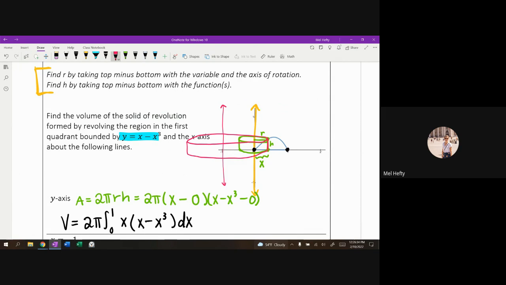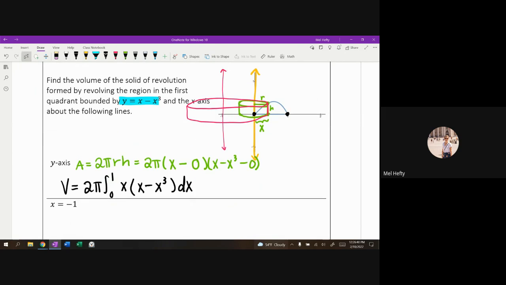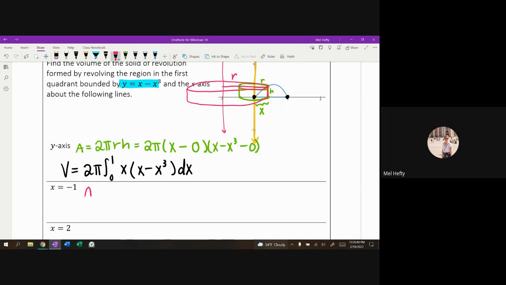All right, so if I'm using the same representative shell, I do notice that this radius is getting quite a bit bigger. Height is still going to be staying the same. So my radius is going to go all the way over here. I'm still using 2 pi RH because if I cut this shell, it would still be that rectangle.